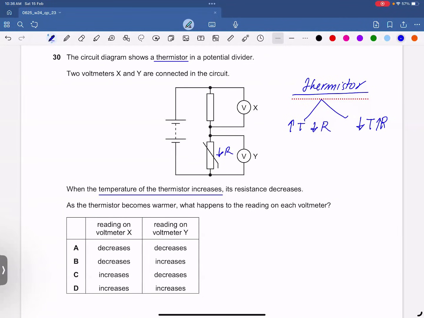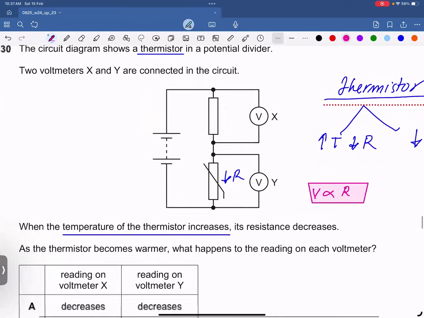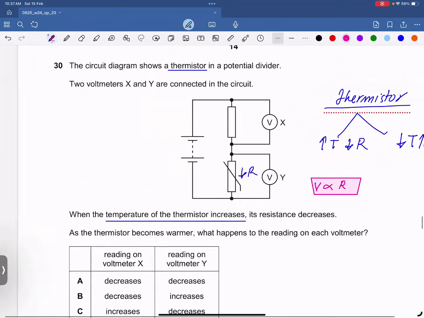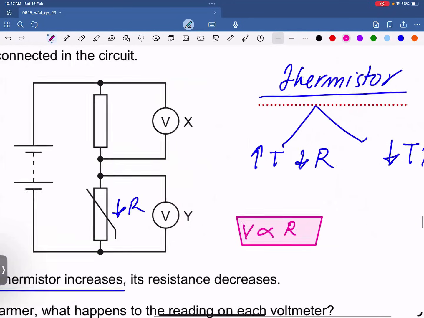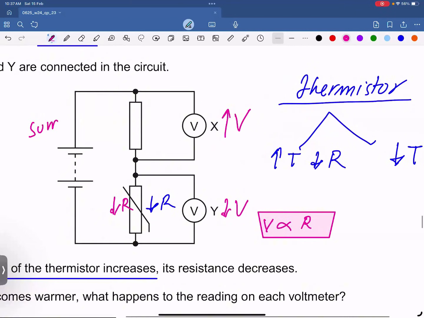Resistance will decrease. If this resistance decreases, you all know in a potential divider the voltage share is proportional to its own resistance. So if temperature is increased, the thermistor resistance is less, so voltage Y will decrease. If voltage Y decreases, the other will automatically increase because their sum is constant.